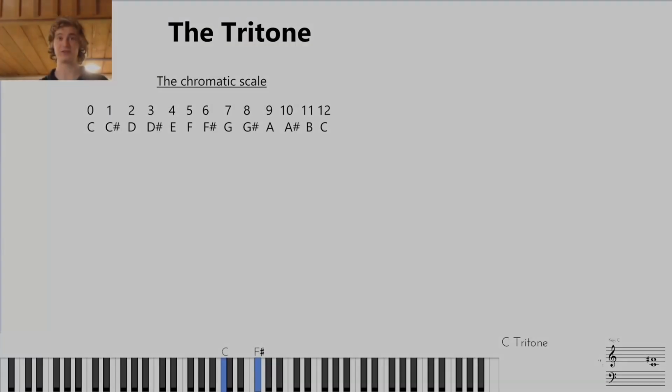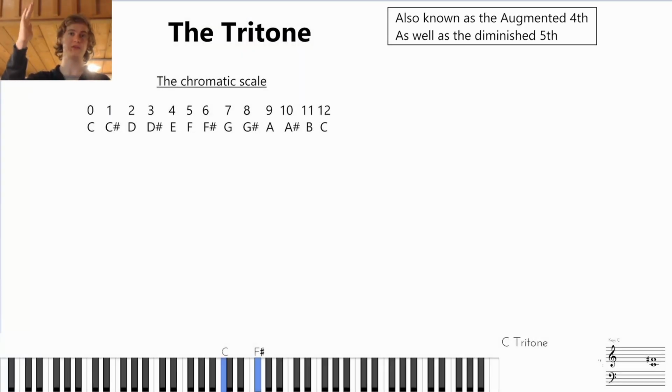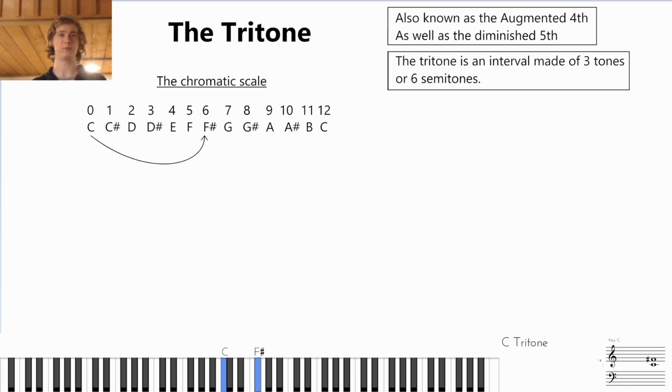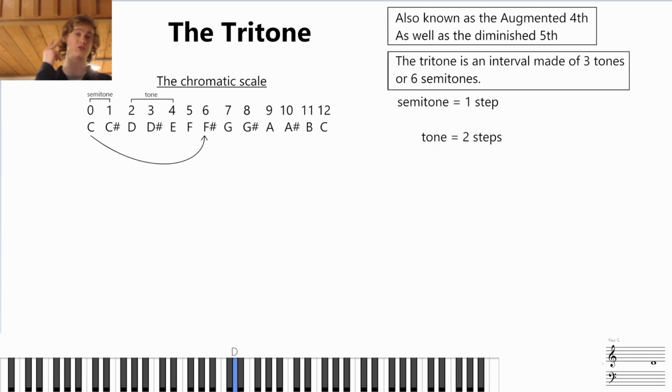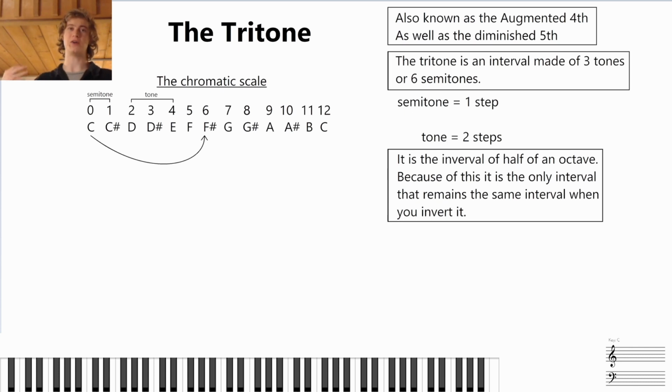The tritone, also known as the augmented fourth as well as the diminished fifth. The tritone is an interval made up of 3 tones or 6 semitones. And that's why it is called a tritone. A semitone is 1 step in the chromatic scale, and a tone is 2 steps in the chromatic scale. It is the interval of half an octave. Because of this, it is the only interval that remains the same when you invert it.